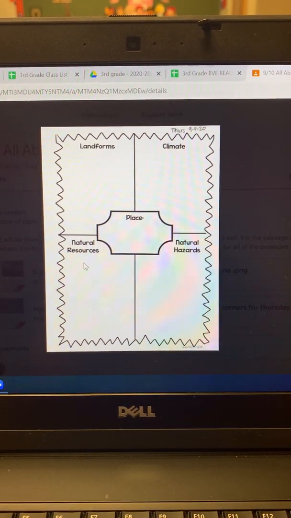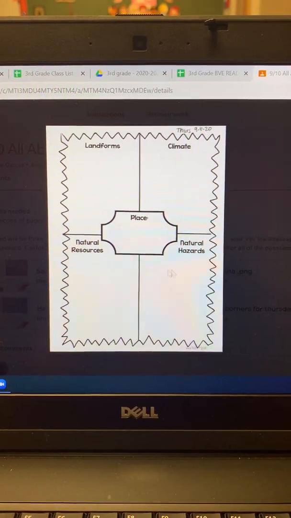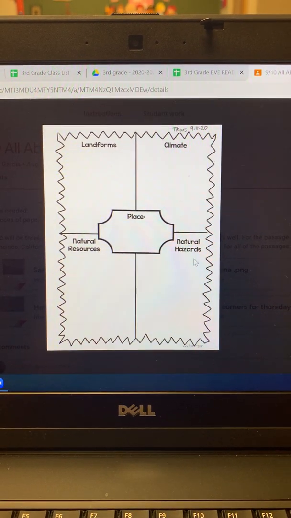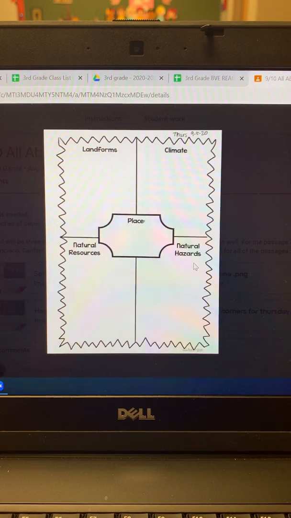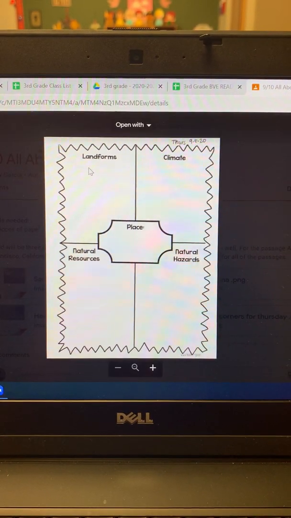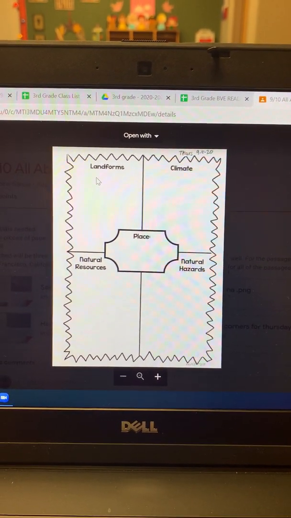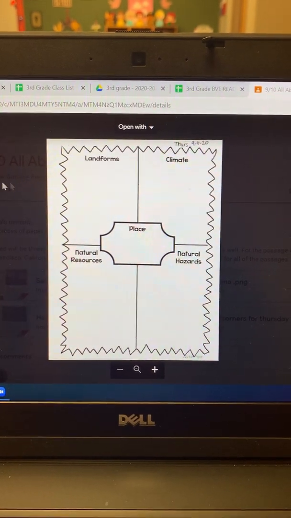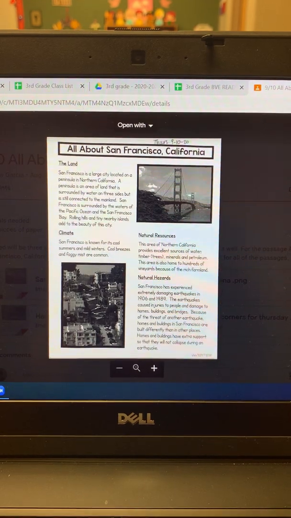Natural resources, things that come from nature there that people can use. And then natural hazards, which are things that happen in nature that we cannot control, having to do with weather and things like that. And then also landforms are anything that is formed by land and that is in nature, okay? So let's go back to the San Francisco passage here.